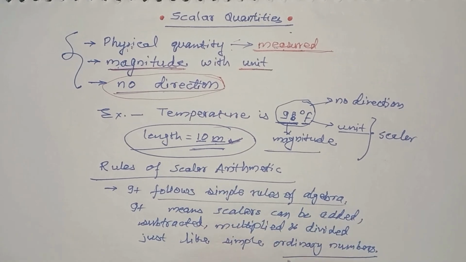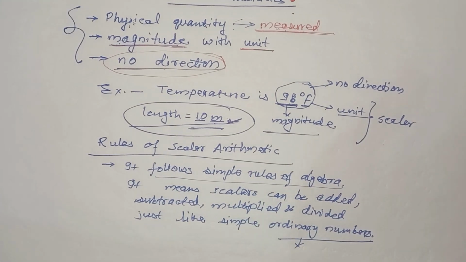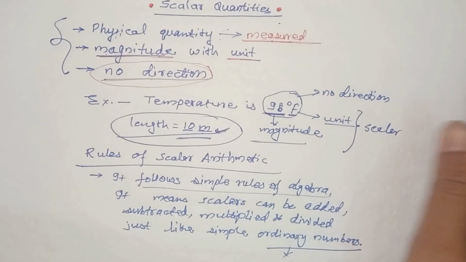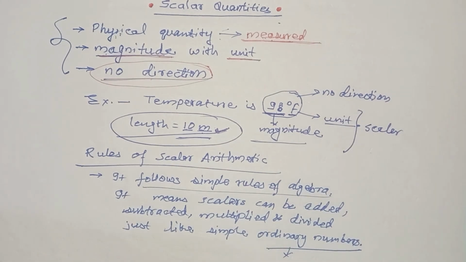This is the main point: its arithmetic is just like ordinary numbers, nothing technical. Simply, it is added, subtracted, multiplied, or divided like ordinary numbers. No need to worry. That is what we read in class 5, 6, 7, 8, 9, 10. This type of algebra is involved in scalar multiplication, addition, subtraction. That is ordinary algebra, so nothing else to consider. Okay, thank you.